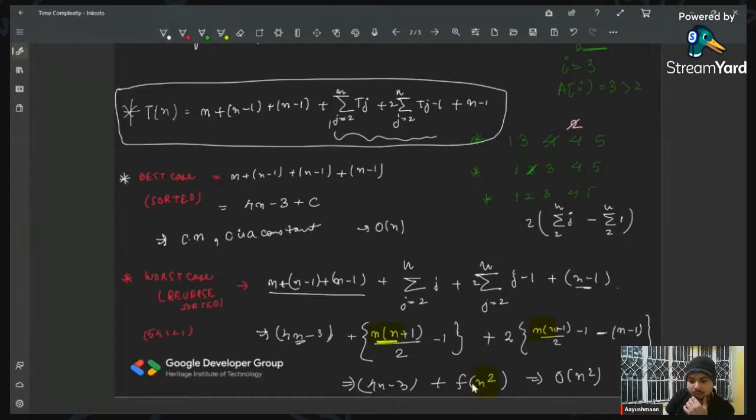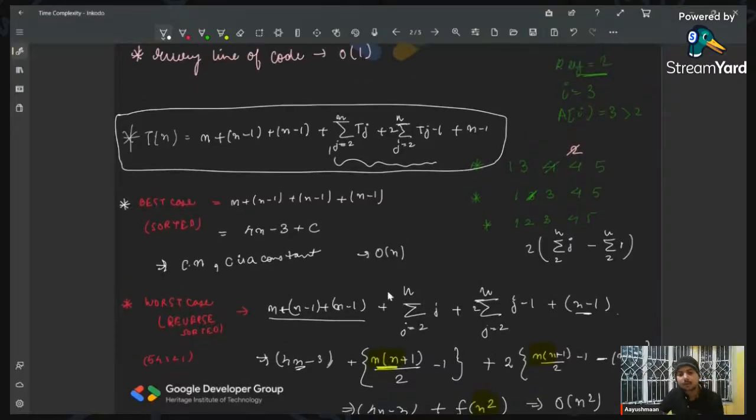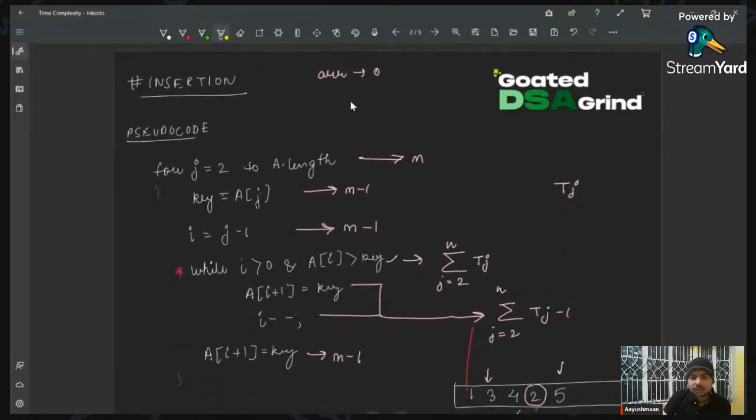Okay, so we'll see what this big O of n square means. But देखो इसका best, what we had to see was best case time complexity order of n, where the array is sorted. Worst case time complexity, the order of n square, where the array is reverse sorted. Okay, now we'll see what the notations are.